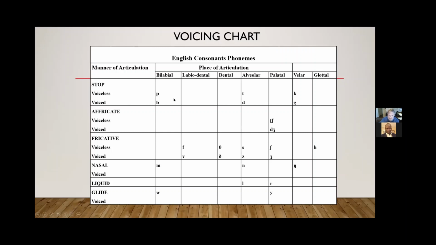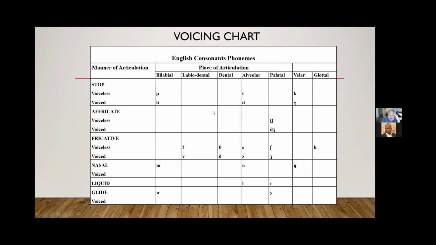But notice that since these are the stops, and there's a stop here, how do you hear the difference between these voicings? That's what we just explained with voice onset timing. You can hear the difference because the D, the voicing starts immediately. Here in ch, the voicing is delayed.